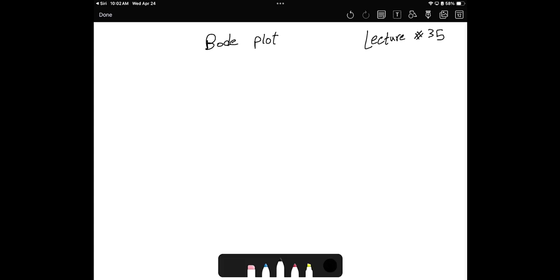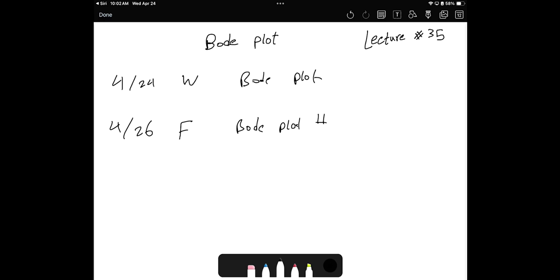Today's lecture is about the Bode plots. So we have today's lecture and the next lecture. Today is Wednesday. We will cover the main things in Bode plots today, and then on Friday we will finish it, in the first half of the Friday lecture. We will go through just an overview. We will not discuss deep details given the time.